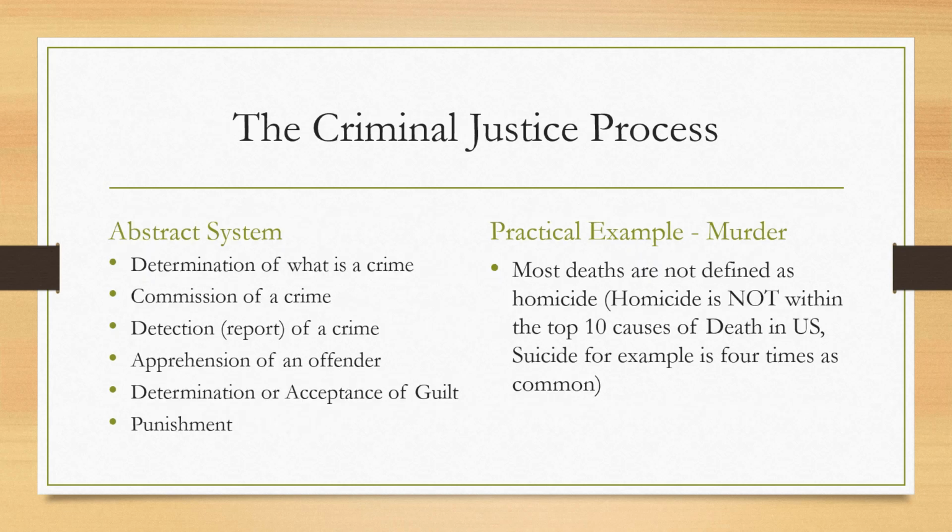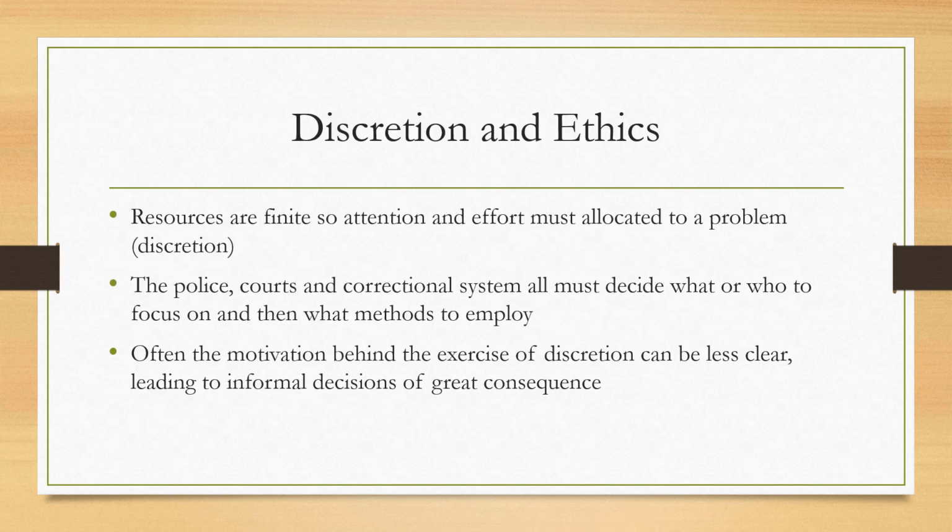So be aware that you have an abstract system: determination of what is a crime, the commission of the crime, the detection of the crime, the apprehension of the person, the determination of guilt, and punishment. But remember that most deaths are not homicides. Homicide's not even in the top 10. You're far more likely to have a stroke or die of cancer, or it could be anything depending upon what group you fall into winds up taking your life.